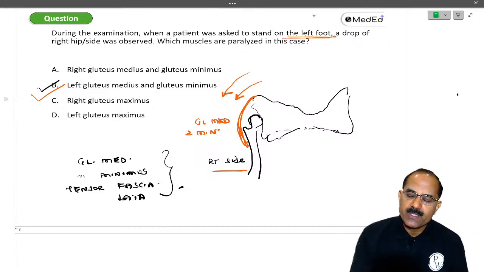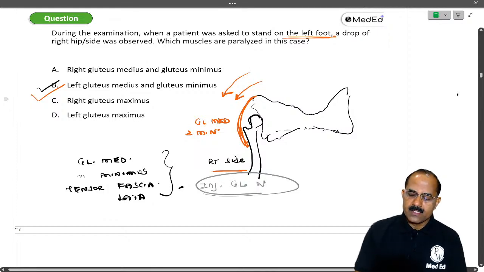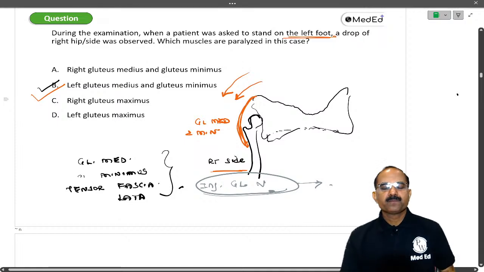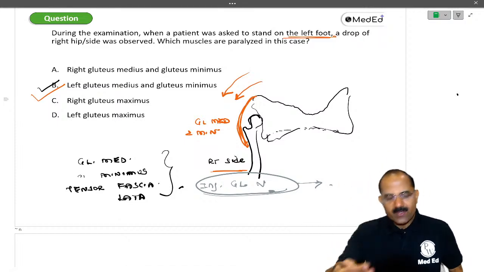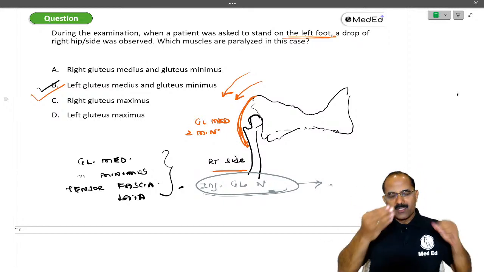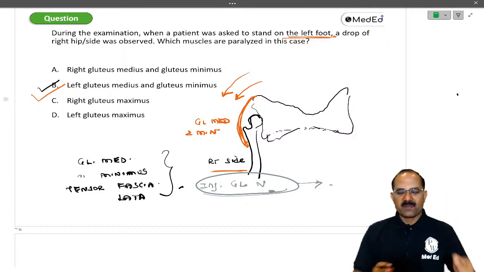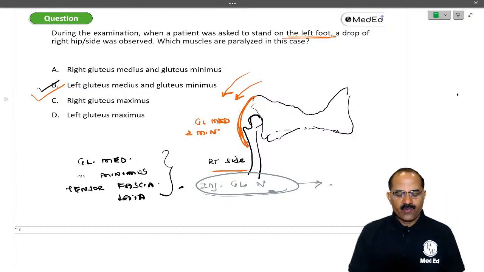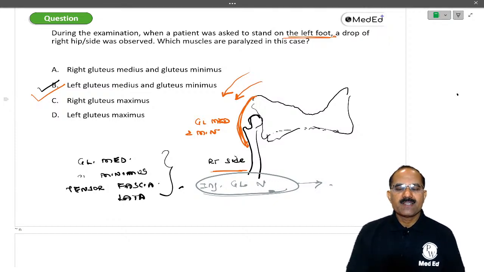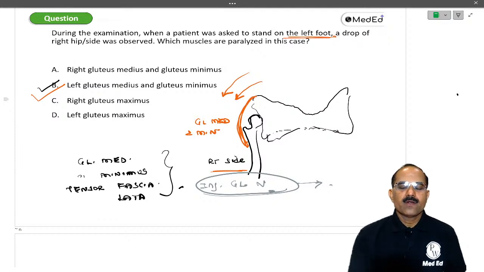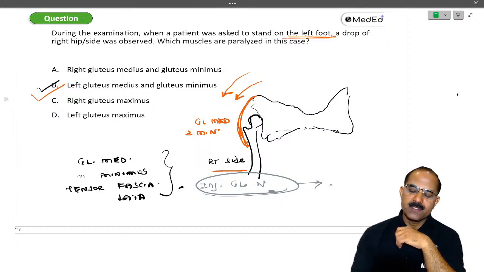And what is the inferior gluteal nerve supply then? Inferior gluteal nerve, what does it supply? Any guesses? Very good. All of you are answering very well, bachcho. Dr. Shri is also answering. Your preparation is really good. I'm really happy. What is the inferior gluteal nerve supply? Anyone? Inferior gluteal nerve supplies which muscle? Dr. Nitin, bolo bachcho. Shubh. Gluteus maximus. Very good.